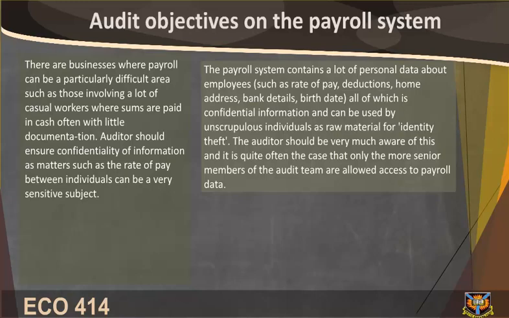Auditors should ensure confidentiality of information, as matters such as the rate of pay between individuals can be a very sensitive subject. The payroll system contains a lot of personal data about employees, such as rate of pay, deductions, home address, bank details, birth date, all of which is confidential information and can be used by unscrupulous individuals as raw materials for identity theft. The auditor should be very much aware of this, and it is quite often the case that only the more senior members of the audit team are allowed to access payroll data.